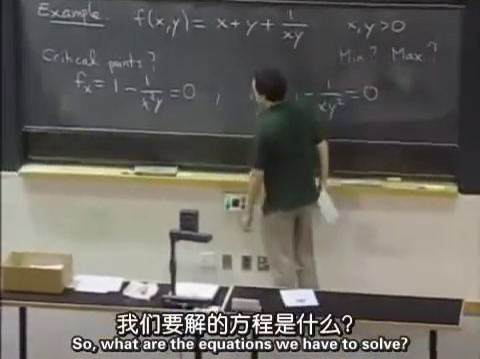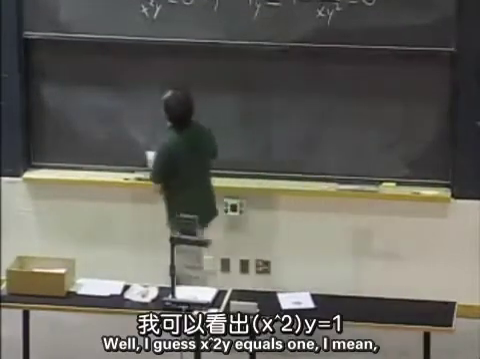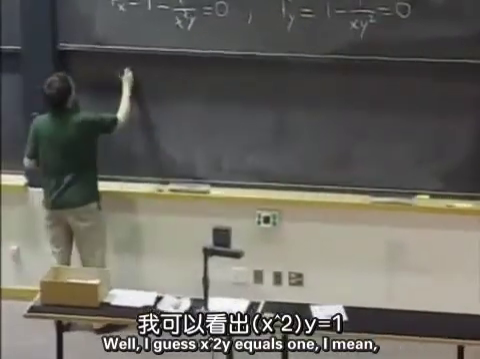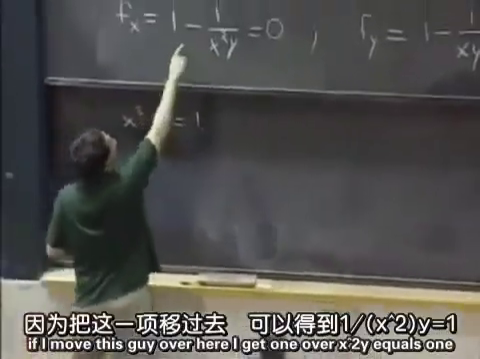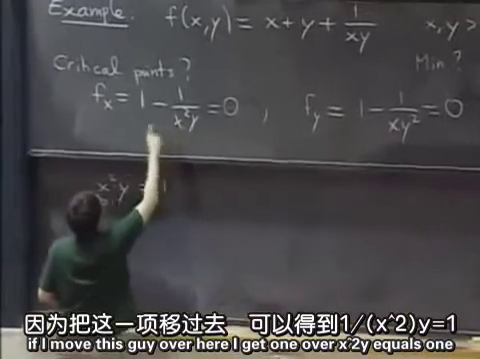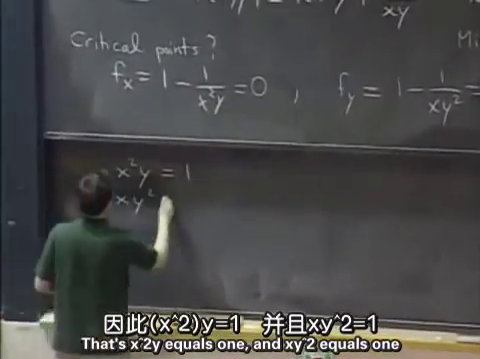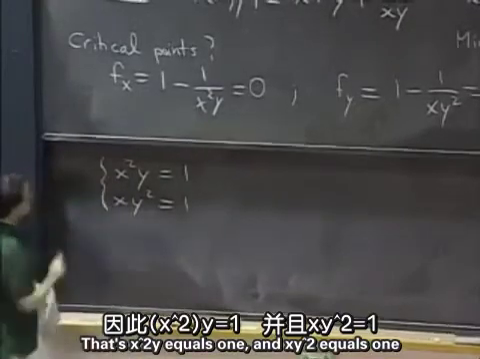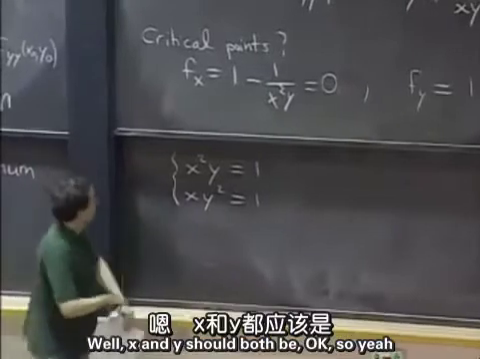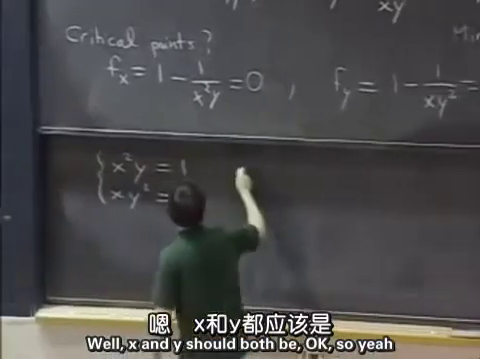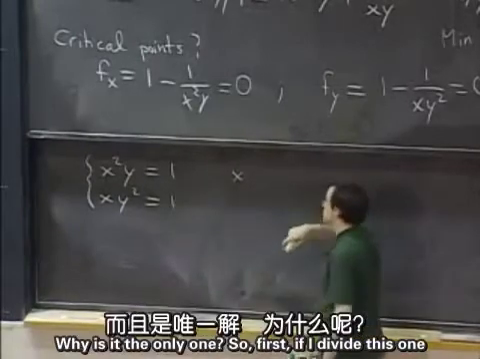So what are the equations we have to solve? Well, I guess x squared y equals 1. If I move this guy over here, I get 1 over x squared y equals 1, that's x squared y equals 1, and xy squared equals 1. What do you get by comparing these two? Well, x and y should both be, okay, so yeah, I agree with you that 1 and 1 is a solution. Why is it the only one?